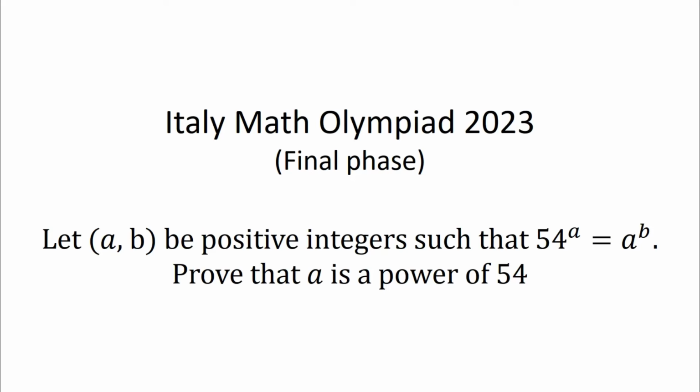Today we will take a look at the Italy Math Olympiad of 2023, their final phase, which was held where they always do it, in Cesenatico. It is the national phase, let's say, of Italy, the national stage, and the problem we have selected for today is as follows. Let a and b be positive integers such that 54 to the power of a is equal to a to the power of b. Prove that a is a power of 54.